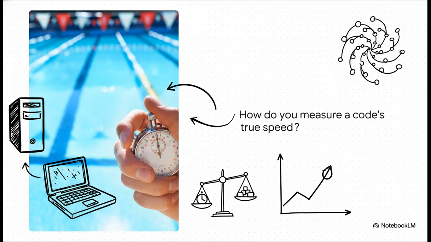Now you might be thinking, hey, why not just run the code and time it with a stopwatch? And that's a good thought, but here's the catch. A program that zips by in 1 second on a brand new supercomputer might take 10 agonizing minutes on your old laptop. See the problem? We need a universal way to measure efficiency, one that doesn't care what kind of hardware it's running on.